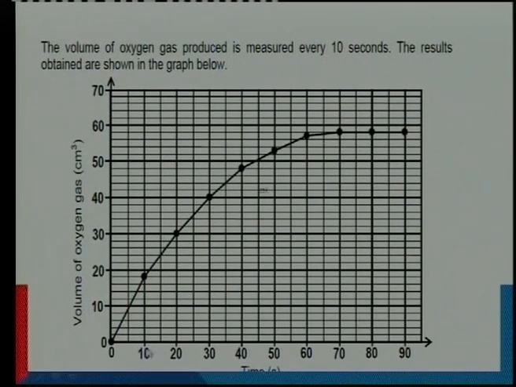So this is our independent variable. The time marches on. We allow time to move. The results obtained, which was the volume of oxygen gas, were measured in cubic centimeters. So you could see there was nothing at the beginning, and then after about 10 seconds we had about 18 centimeter cube, and so forth and so forth.